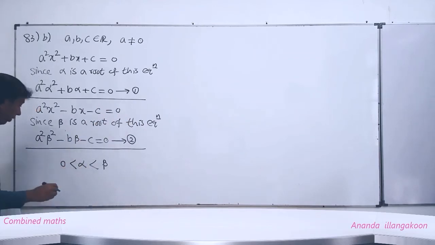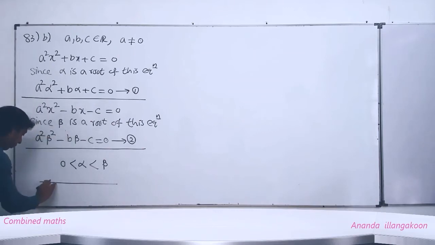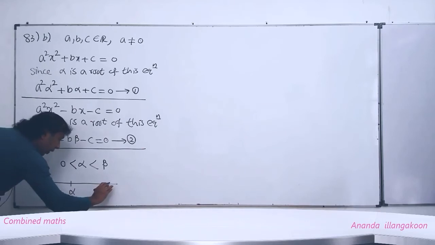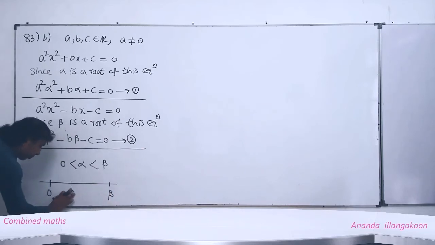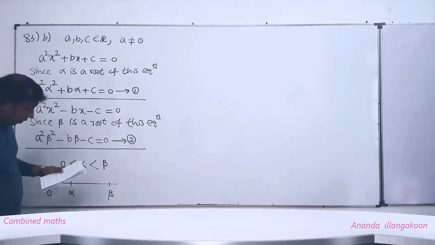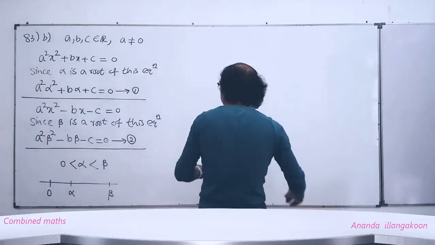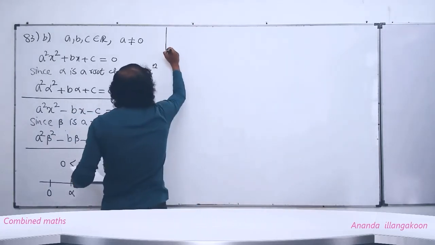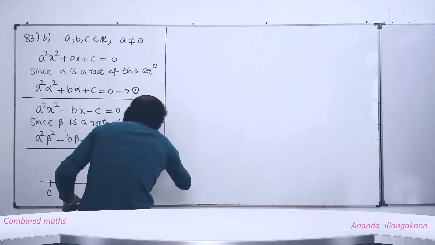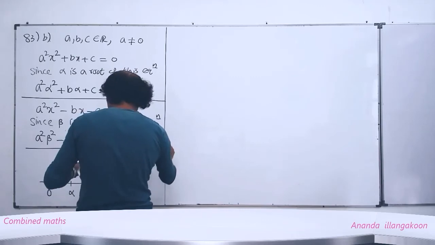Then, people, if I mark this alpha and beta on the number line, here we have 0. Alpha is somewhere here. Beta greater than alpha means beta should be on the right of this alpha, like this. Okay, yeah. Now what is asking? Show that the equation, another quadratic equation given us, people. Another quadratic equation given us. What is the quadratic equation given us?